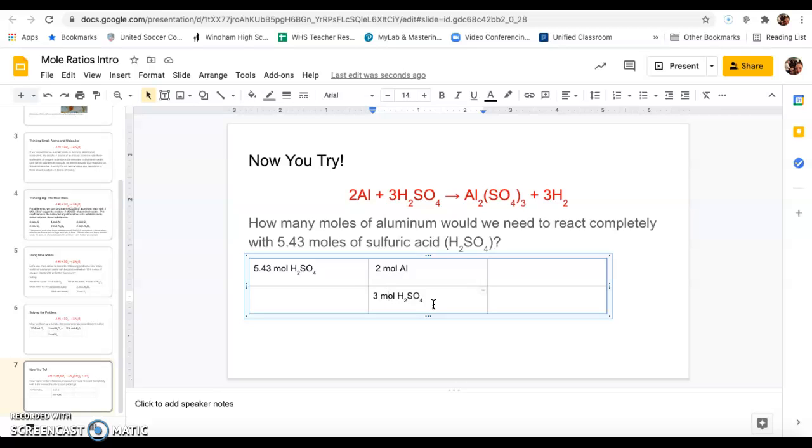But we multiply 5.43 times 2 and divide by 3, and we end up with a value of 3.62 moles of aluminum. And again, that makes sense because we would have fewer moles of aluminum than we would have moles of sulfuric acid, because that ratio is 2 to 3.